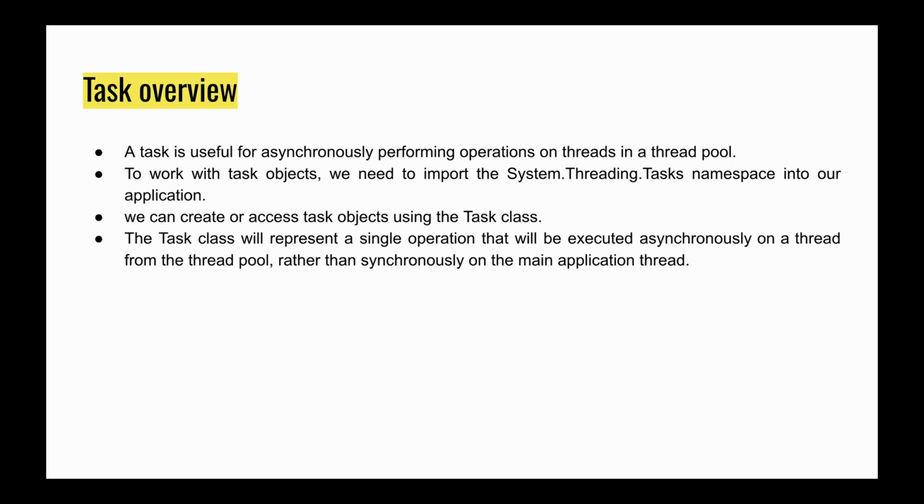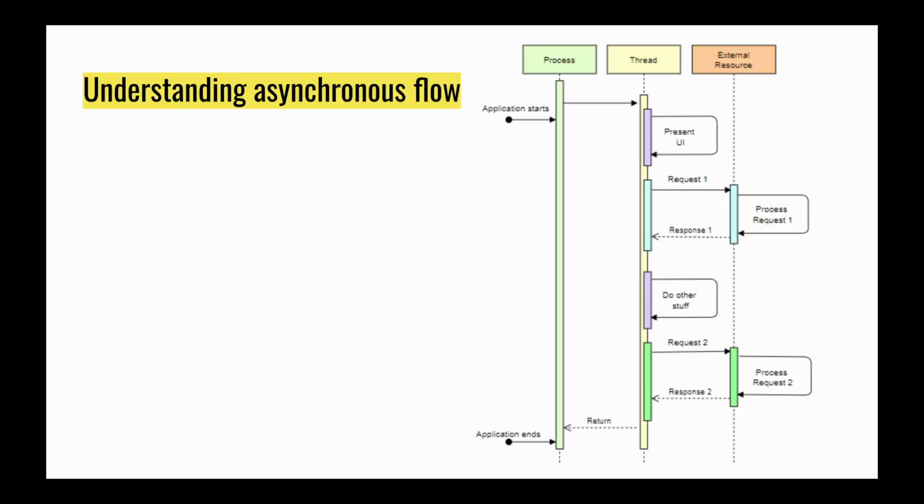We can create or access task objects using the Task class. The Task class will represent a single operation that will be executed asynchronously on a thread from the thread pool, rather than synchronously on the main application thread. Often, the program performs operations that can take a long time, for example, accessing network resources, reading and writing files, accessing the database, etc.